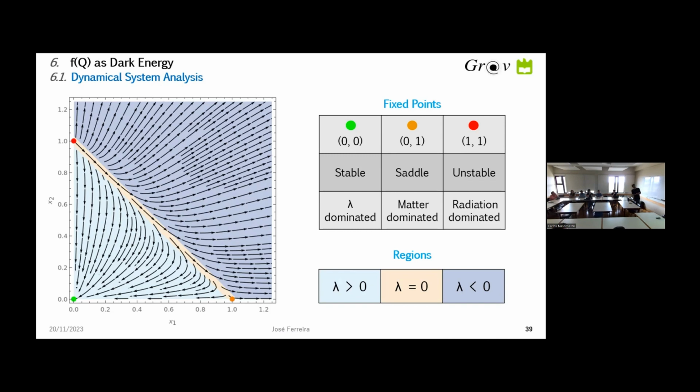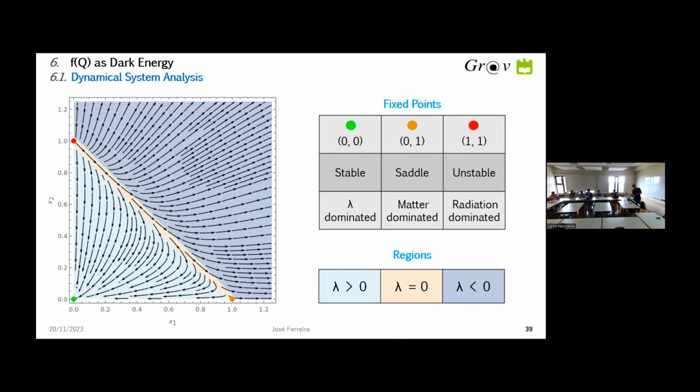So if you start from the bottom left in the light blue region, we have the case where lambda is greater than 0. We can see that it includes our only stable fixed point, which mathematically corresponds to a lambda-dominated regime. Physically, it means a universe in accelerated expansion, or the one that we observe today.